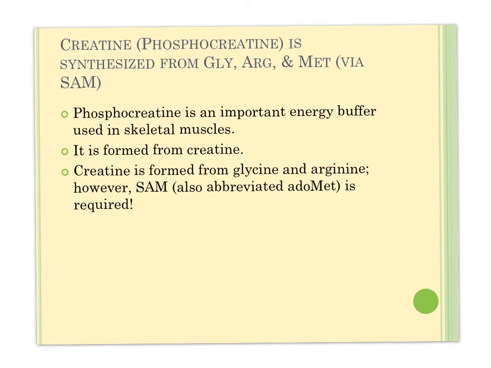Just continuing on with all these biomolecules and how the amino acids are used to make these biomolecules. One of the first ones we're going to do is creatine, also related to phosphocreatine, which is really important for muscles in particular. First of all, it's a buffer system, and it's also used for energy. It's actually higher in energy than ATP.